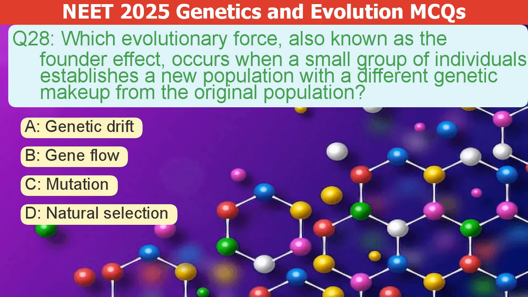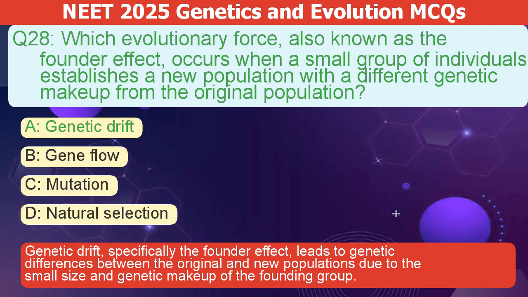Which evolutionary force, also known as the founder effect, occurs when a small group starts a new population with different genes than the original? A. Genetic drift. B. Gene flow. C. Mutation. D. Natural selection. The correct answer is A. Genetic drift, specifically the founder effect, leads to genetic differences between the original and new populations, due to the small size and genetic makeup of the founding group.